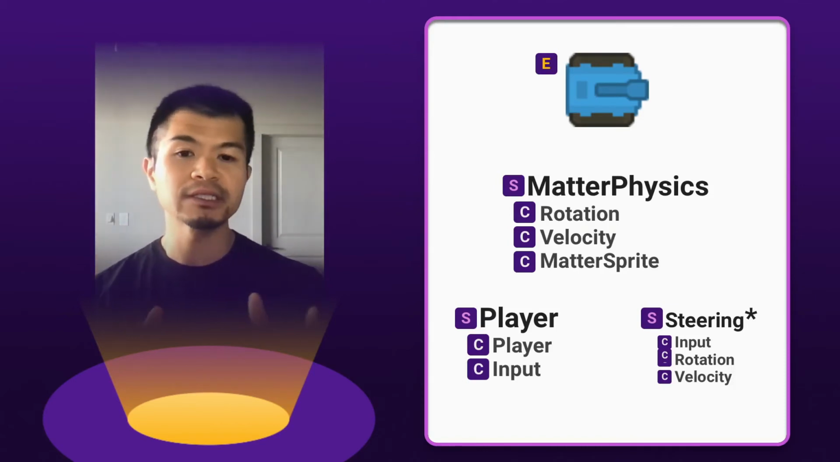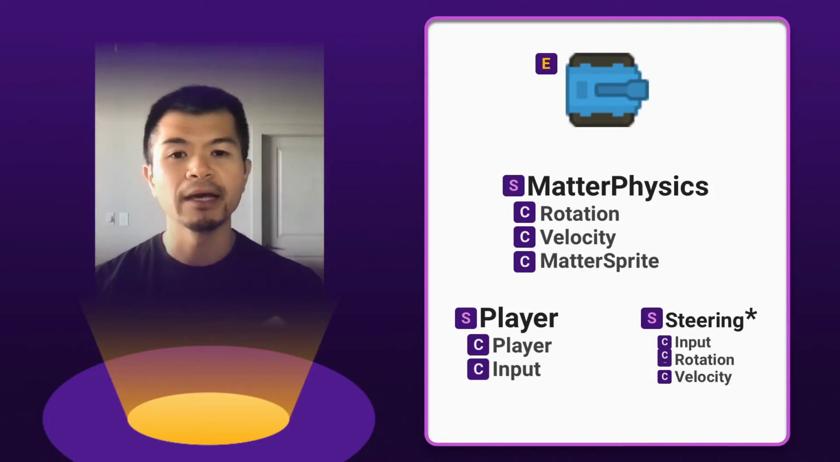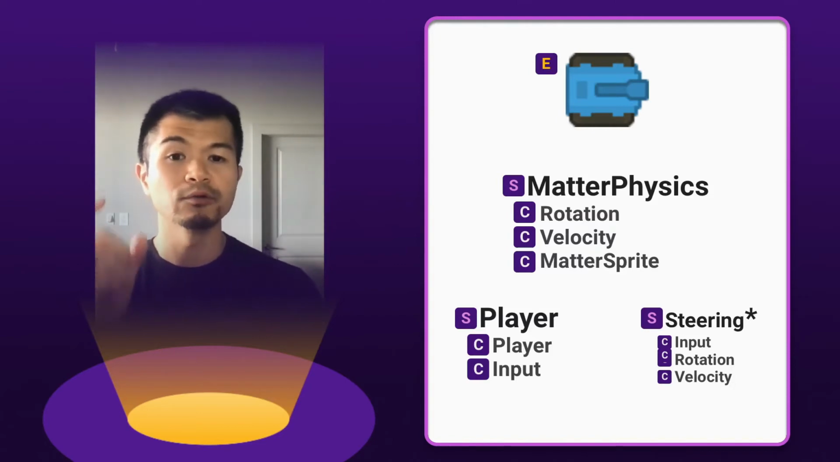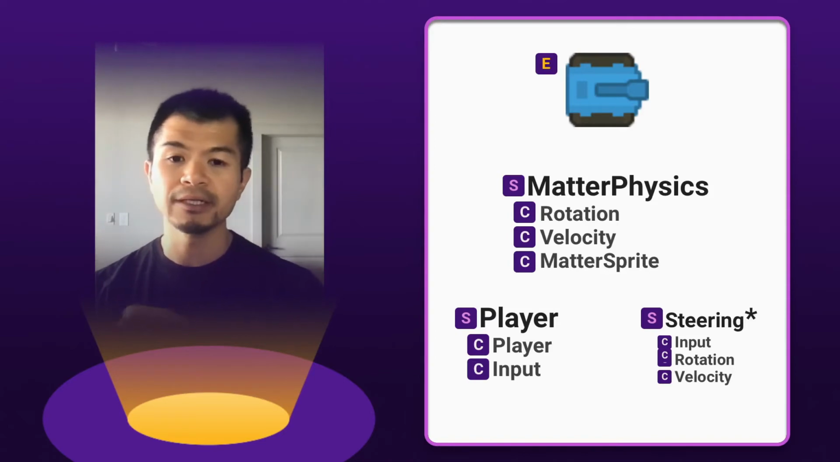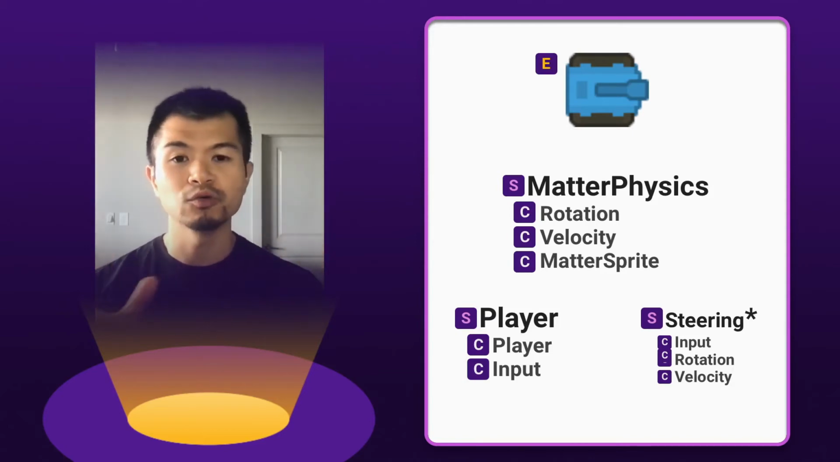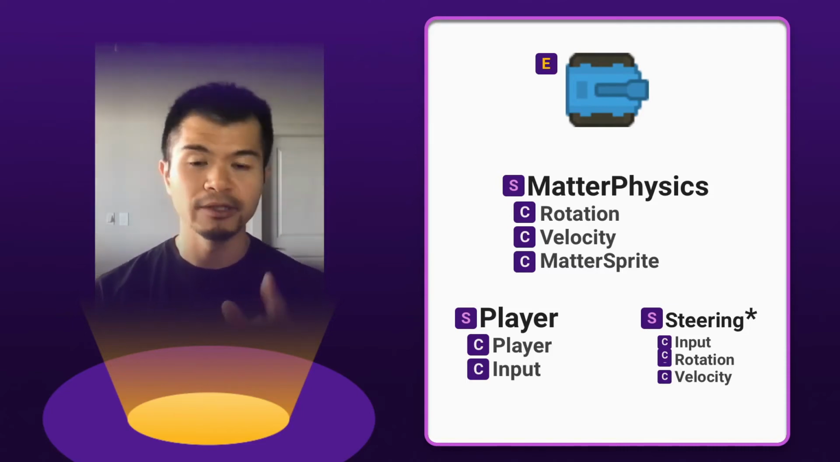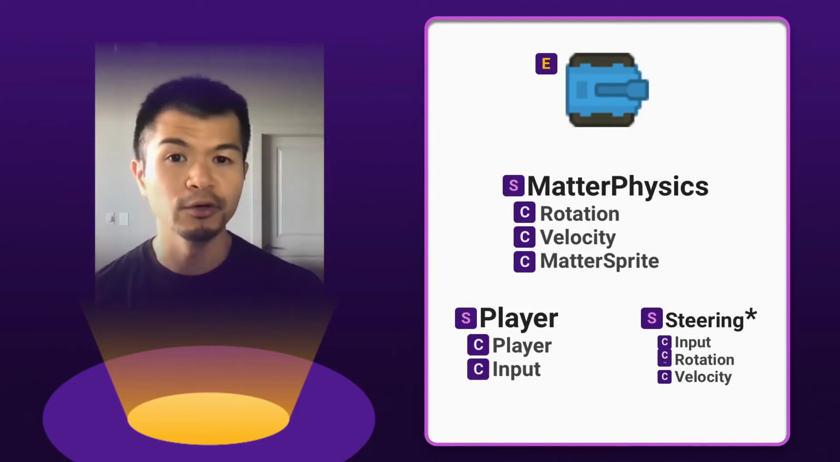Now the matter physics system is going to take the rotation, velocity, and matter sprite components, or any entity that has those 3 components, and we're going to set the values of rotation and velocity on that matter sprite. The player system is going to take our input component and player components, and then map the cursor key values that we press to the input component's left, right, up, down properties. So now let's see how that works in code.